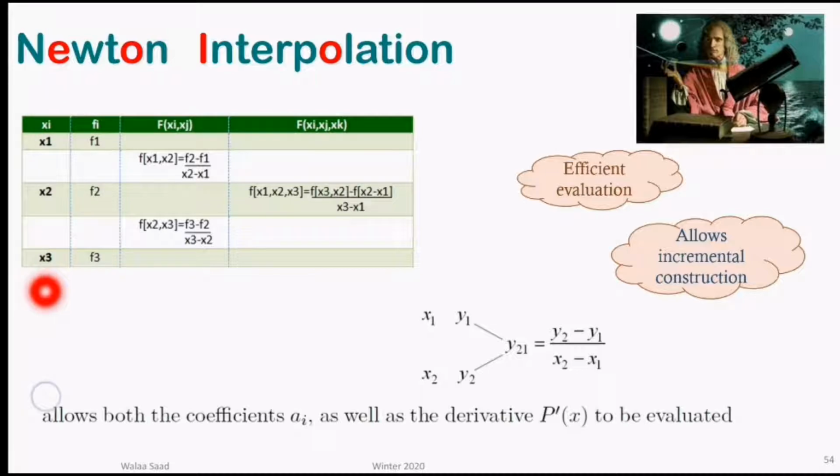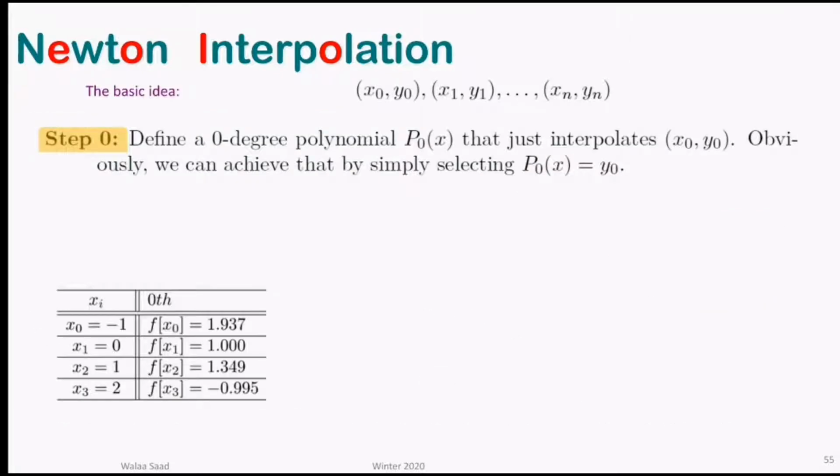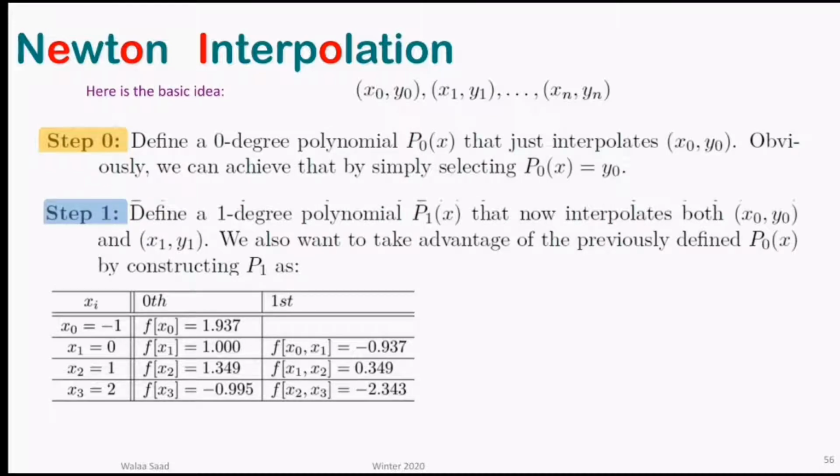We set the x values in the first column, the y values in the second column, and in the third column the divided difference, or the approximation of the derivatives using two successive points. So here, step 0, we are given the data points as usual, and we seek to interpolate them using the Newton interpolation technique. We set the x values in the first column, and in the second column the degree 0 polynomial, which are directly the corresponding y values for every x.